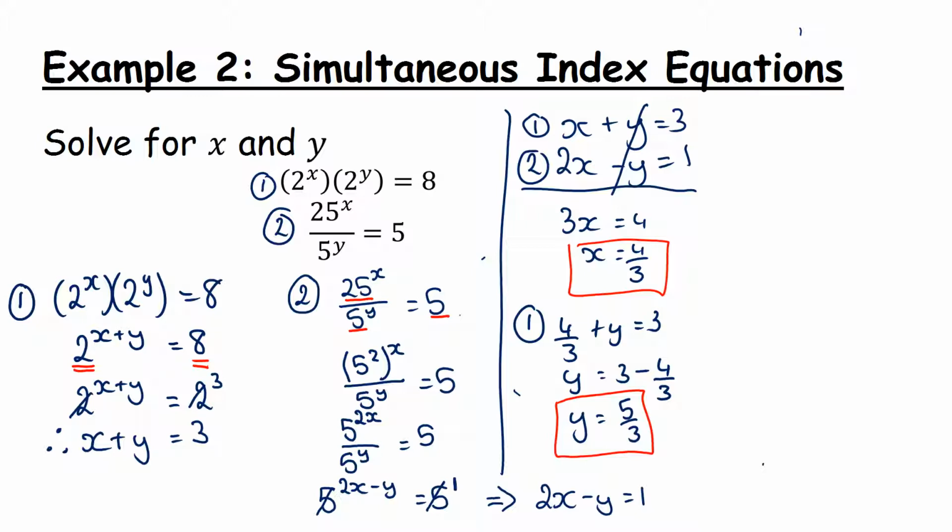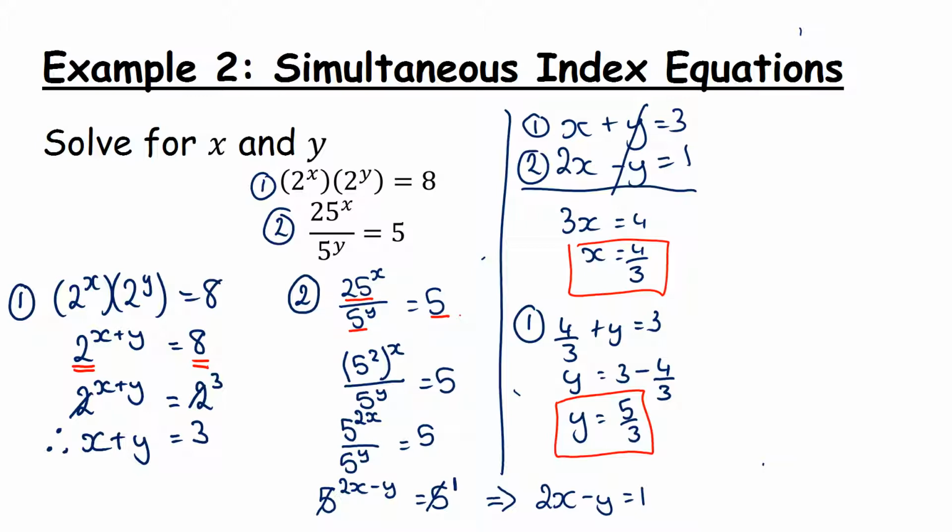Now, remember, if you're solving an index equation, your aim is to try and get the base, so the big numbers, equal to each other. Now, I can rewrite 8 as 2 to a power, so I get 2 to the power of x plus y equals 2 to the power of 3. Once I get that, I can ignore the base numbers. I can say that, therefore, x plus y equals 3. So I have a new equation, but this equation looks a lot more straightforward.